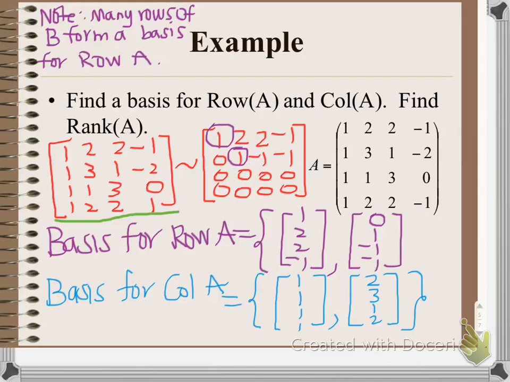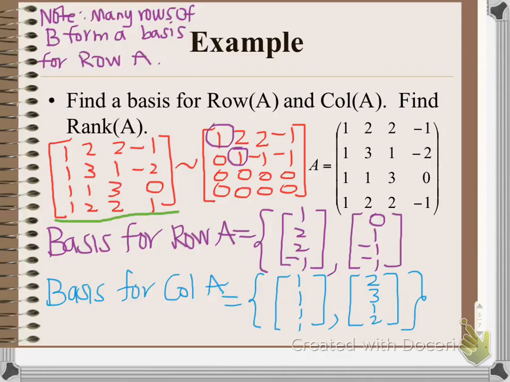And so the column vectors, in case you can't see that, the first column is 1, 1, 1, 1. The second column, 2, 3, 1, 2. The third, 2, 1, 3, 2. And then negative 1, negative 2, 0, 1. And so what we do is, find a basis for the row of A and the column of A.